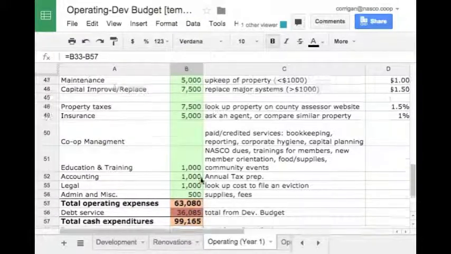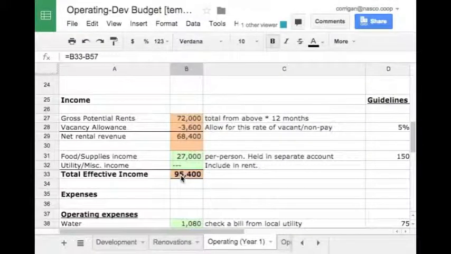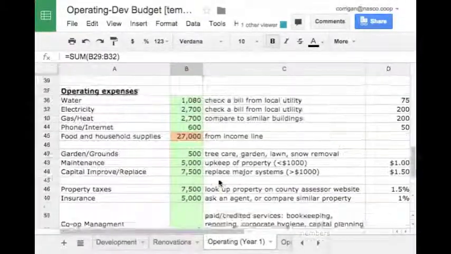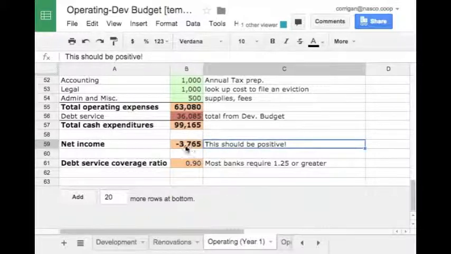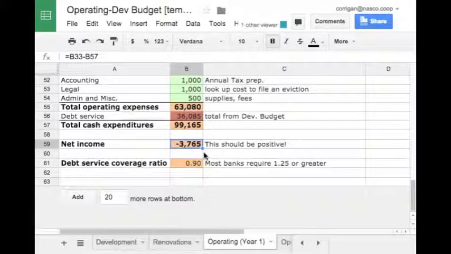This is taking your total effective income up here and subtracting your cash expenditures for the year, and this is what your net cash income is for the year. This number should be positive. If it is not, then your co-op is not solvent, and you are losing money each year on a cash basis. So you will eventually run out of cash and not be able to pay your bills.